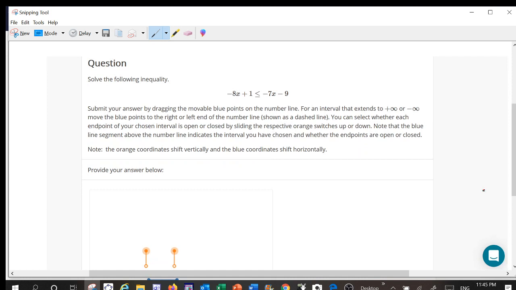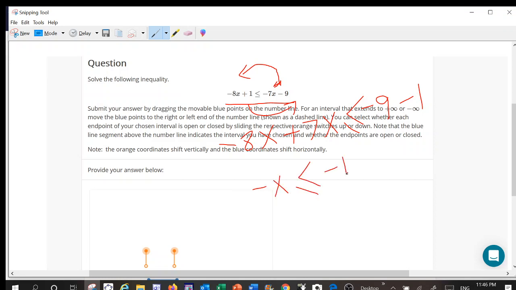So this inequality is a linear inequality because x is to the first power. So to solve linear inequalities, we just move all the x's to one side. We get negative 8x plus 7x is less than or equal to negative 9 minus 1. So what did I do? I moved this negative 7x to this side, and I moved this 1 to the other side, and I changed the sign, of course. So negative 8x plus 7x is negative x. Negative 9 minus 1 is negative 10.